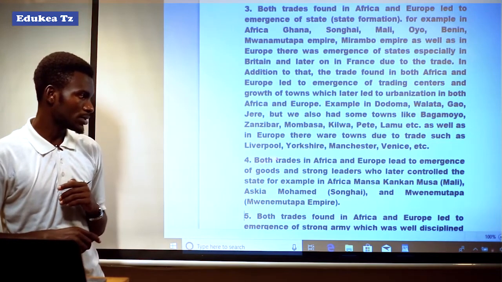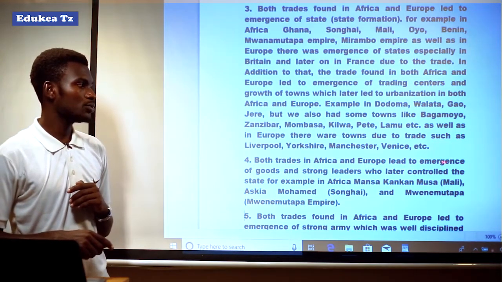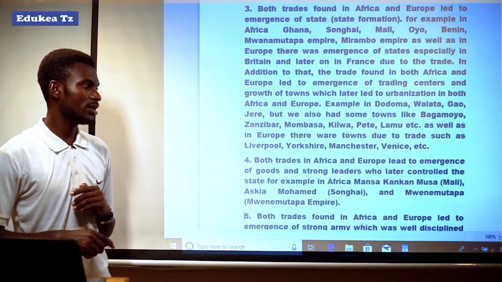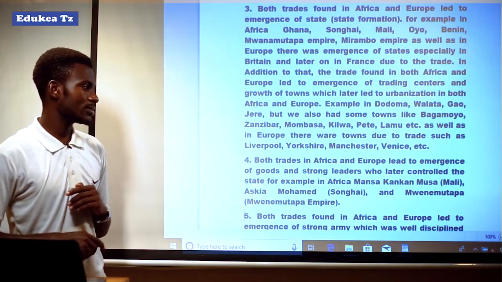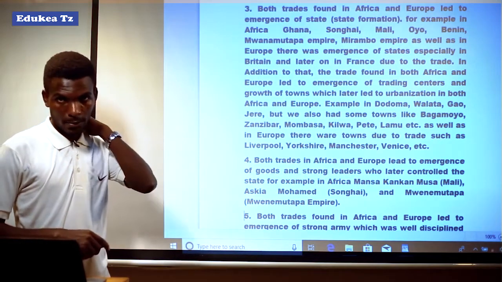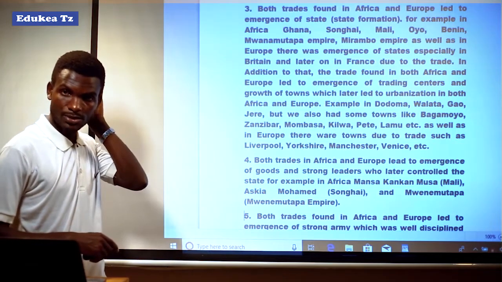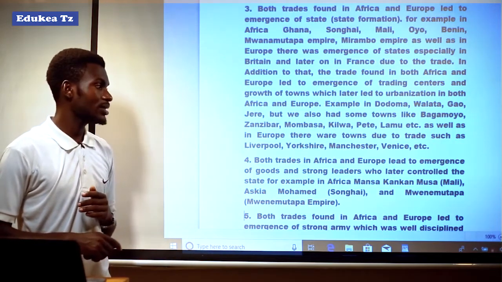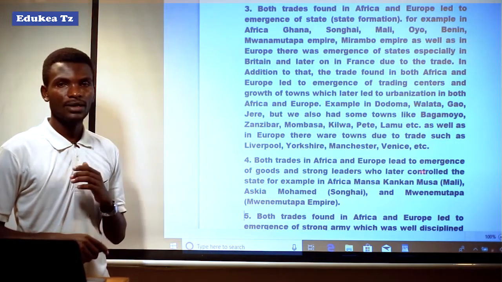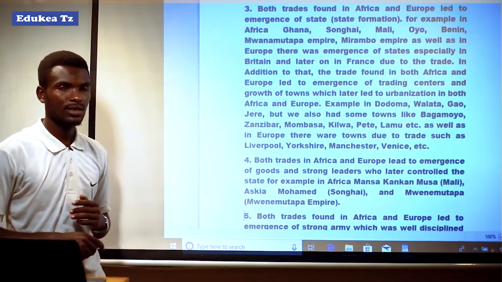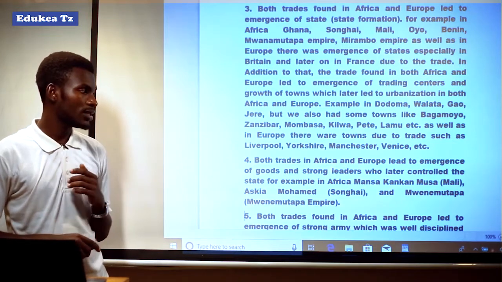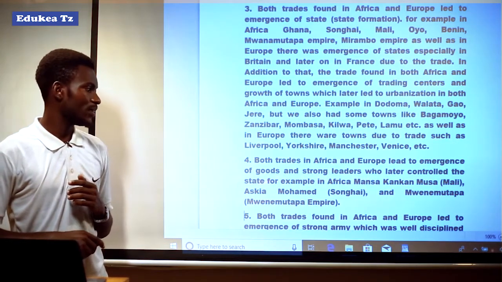Another significance was that trade in Africa and Europe led to the emergence of strong leaders who later controlled the state. It means that the trading activity conducted in both Africa and Europe led to the emergence of strong leaders who later controlled the states.